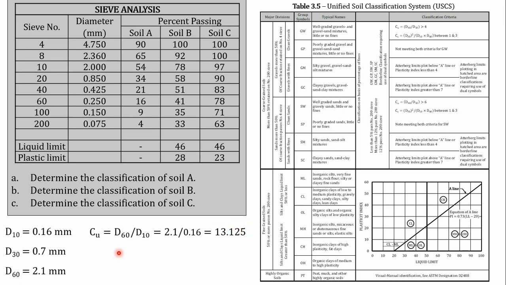Unitless ito. And then, to solve the coefficient of curvature, class, or the CC, that is equivalent to D30 squared divided by D10 times D60. Hindi yan divide, class. Sorry, class. This is times as D10 times D60. So therefore, class, CC natin is 0.7 squared divided by 0.16 times 2.1.